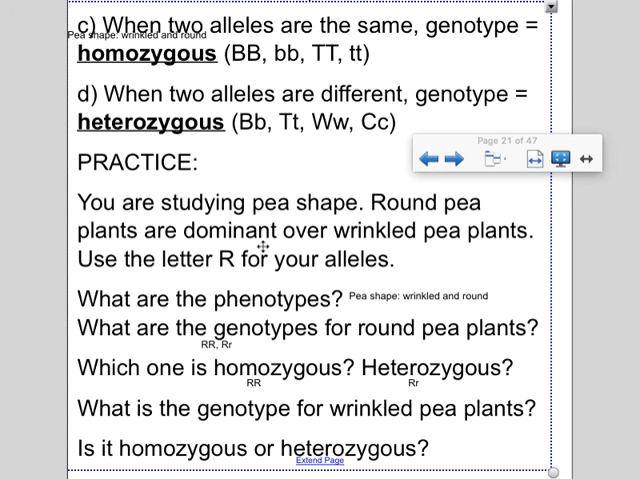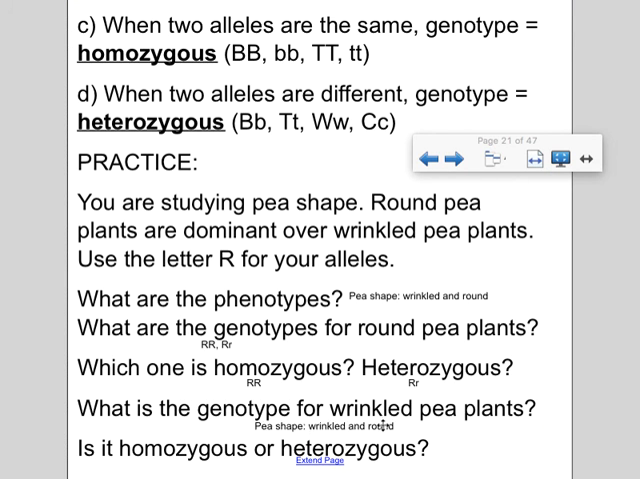Wait, R, R. Big R, big R. And then for heterozygous. Hold on, I'm lost. Wait, now we have to move. How can you be lost, Hannah? You literally only have to write down letters. Okay, I will give you time to catch up.